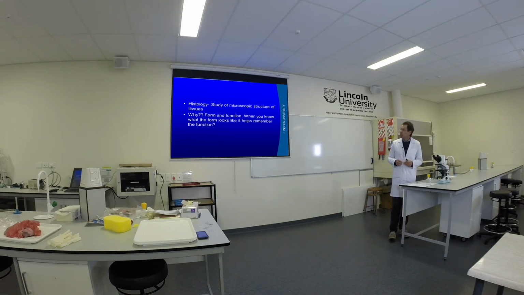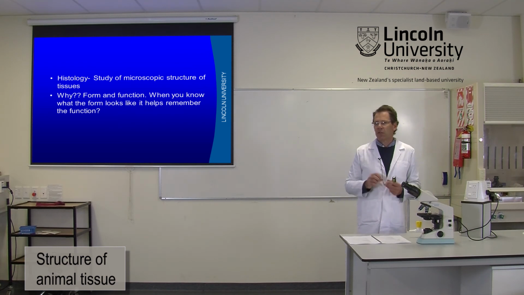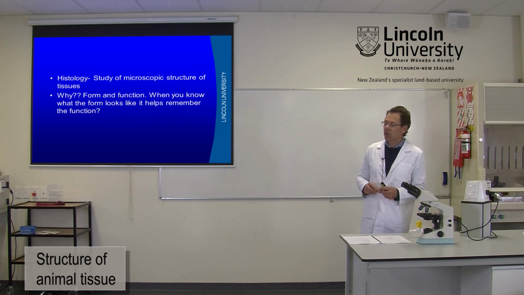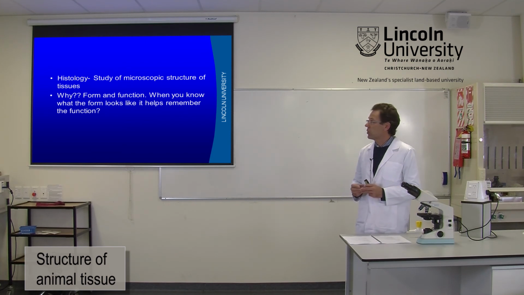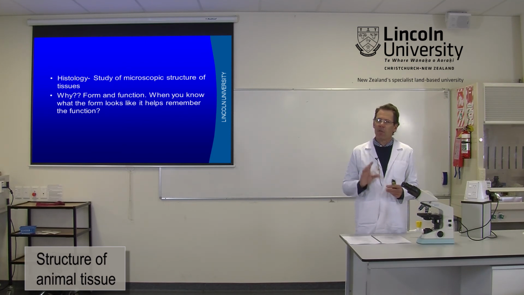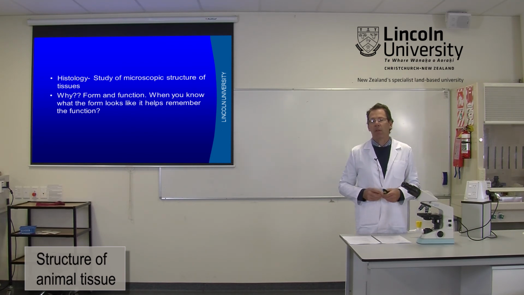Why do we do this? Well, form relates to function, and when you have some picture of what these tissues look like in your head, it makes understanding how they work that much easier. So we're going to run through a few different structures of the body, and when you visualise them and you have a picture in your brain, remembering the function should be a lot simpler.